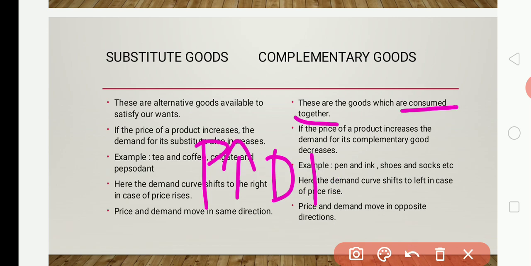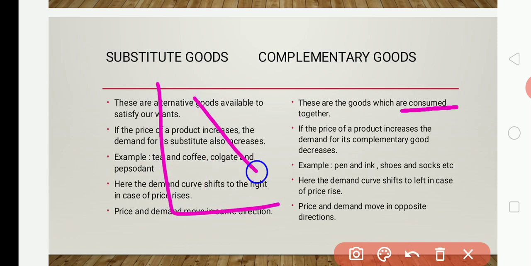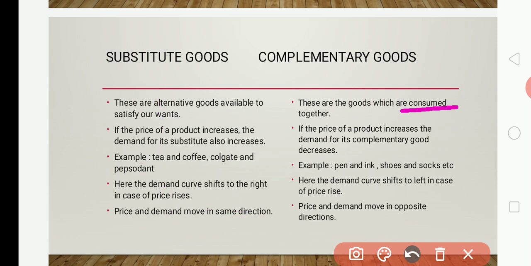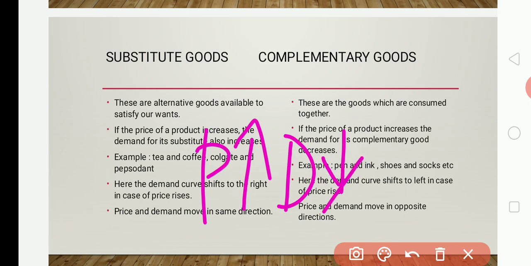Here the demand curve shifts left in case of a price rise. So this is the original demand curve. Here what will happen to the demand curve? The demand curve will shift downward, that is the left side, D1. This is the complementary goods. Now price and demand move in the opposite direction. When the price increases, demand decreases. When the price decreases, demand increases. The price and demand move in the opposite direction. Such a concept is called complementary goods.